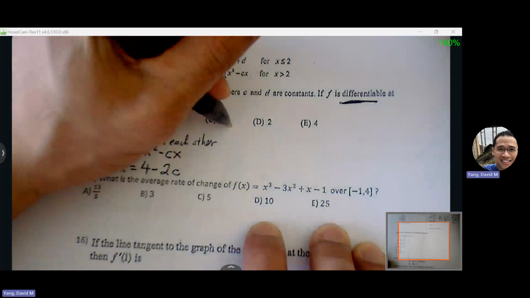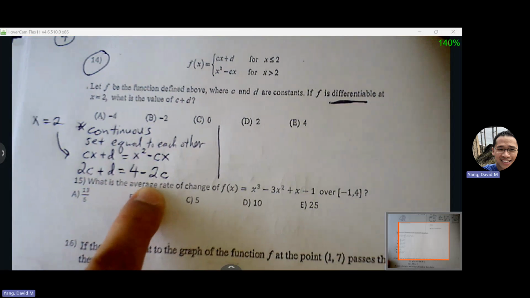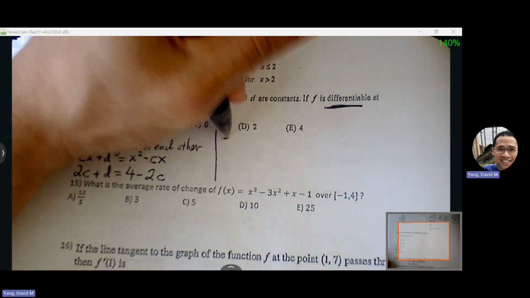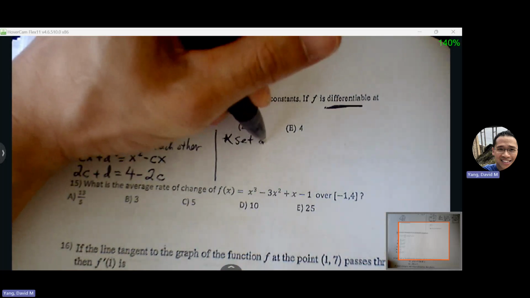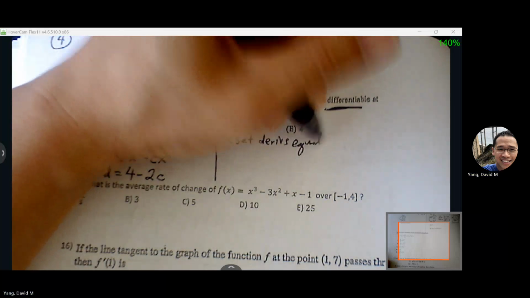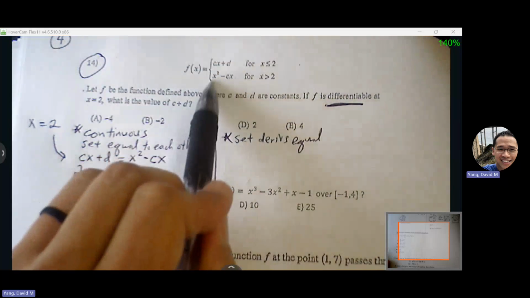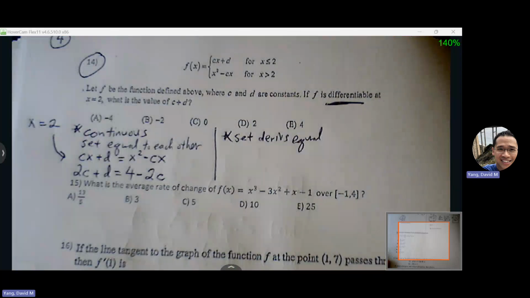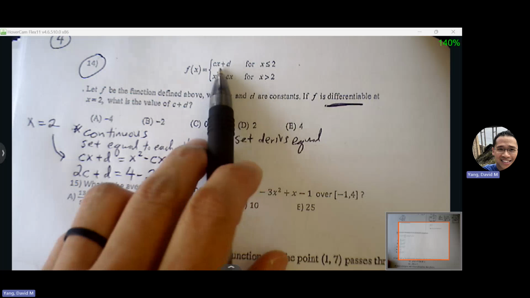I'll come back to that because right now I still don't know what c and d are. But we also have a differentiable portion, which is talking about the derivative. So we can also set the derivatives equal to each other, because if it's differentiable, that means these two graphs are going to be sharing the same slope. And if they share the same slope, that's at the derivative level. So we can find the derivative of each of the terms and set them equal to each other.